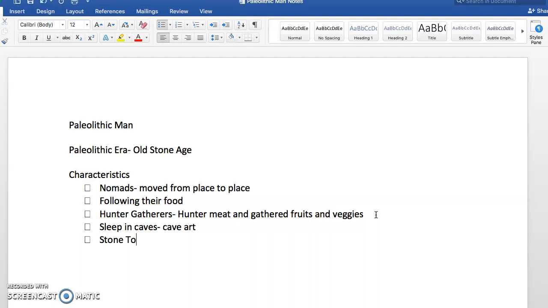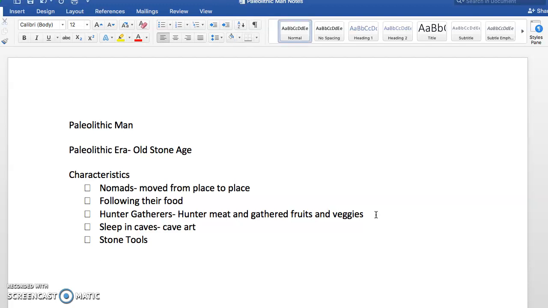One other very important feature is that they had stone tools. Now, Neolithic man used stone tools as well, but by the Neolithic age, they also had metal tools. But Paleolithic man had zero metal tools. Everything was made of stone. So it's important, again, to remember those things.